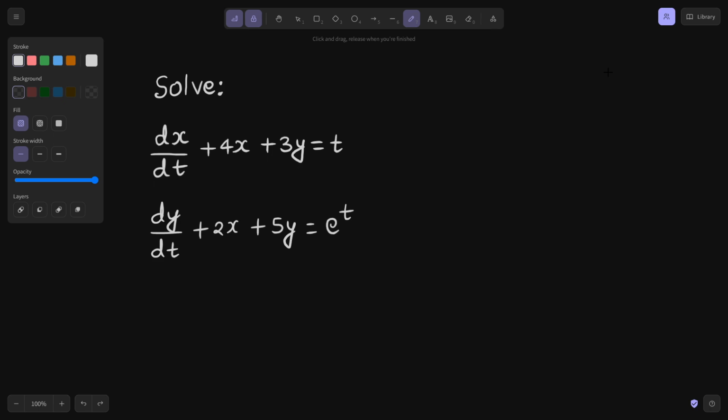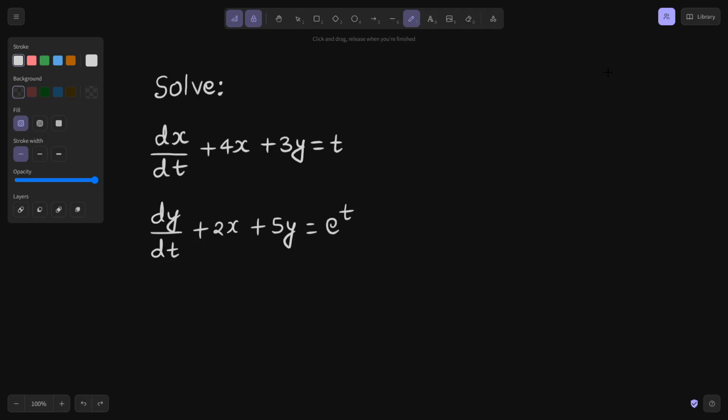Namaskar. Let's solve one more problem from simultaneous differential equations. I have already covered two problems. This type of problem is a bit lengthy, so you must focus on each and every step of this problem.